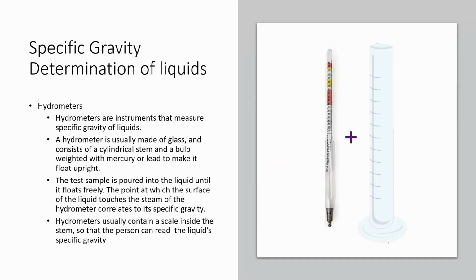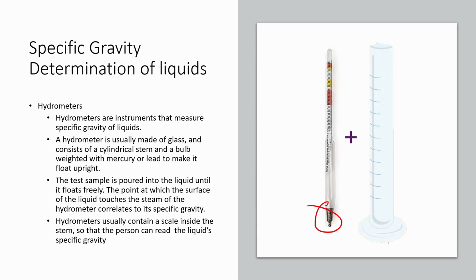Next method is our hydrometers. Hydrometers are instruments that measure specific gravity of liquids. It is usually made out of glass and consists of a cylindrical stem and bulb weighted with mercury or lead to make it float upright. The test sample is poured into the liquid until it floats freely. At that point, the surface of the liquid touches the stem of the hydrometer, correlating it to its specific gravity. Hydrometers usually contain a scale inside the stem so that the person can read the liquid's specific gravity.